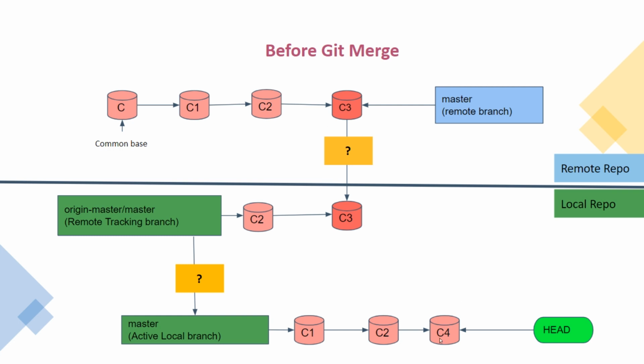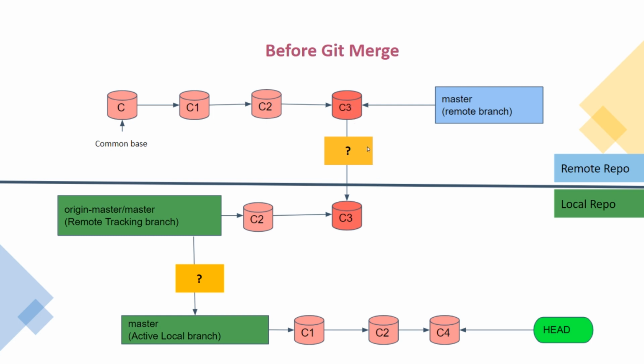Earlier, if there were no changes at C4, and only C2 was at the local branch, we could directly update C3 here and point the head to that C3. That same commit, whatever commit ID is here, will be referred to in the local also. But in this case, we have a different story because C4 here also we committed, a developer committed here and another developer committed and pushed to remote here. So the remote also changed, the same file changed.